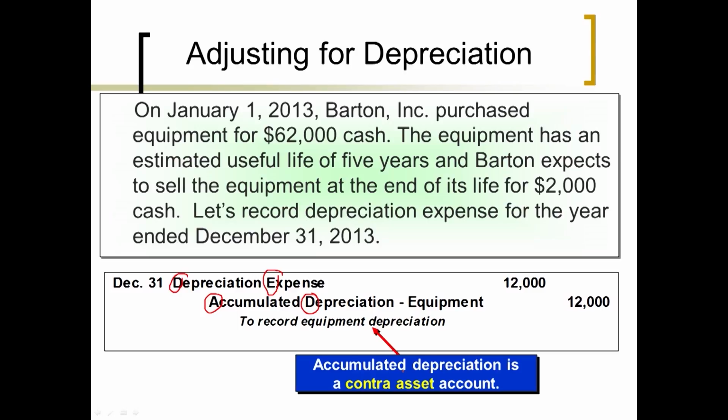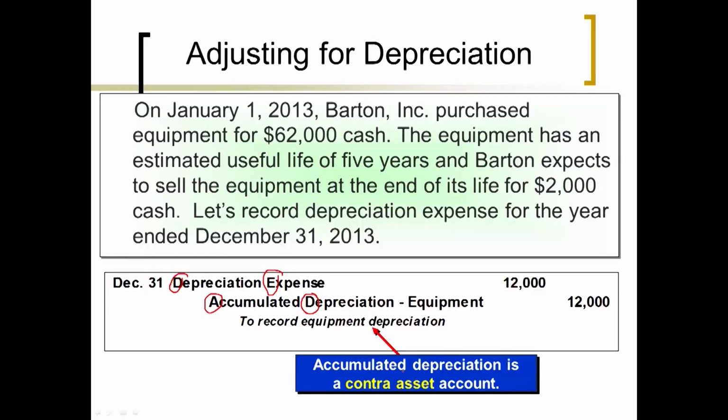Now, whenever I introduce a new account, the first thing you should think is, ooh, I should make a new flashcard. Because I love to ask on tests what type of account it is, what's its normal balance, what financial statement does it go on? Because if you don't know how to answer those three questions, you usually don't know what you're doing. Okay? Looking at accumulated depreciation. What type of account is accumulated depreciation? Well, looking at the screen, it is what we call a contra asset.